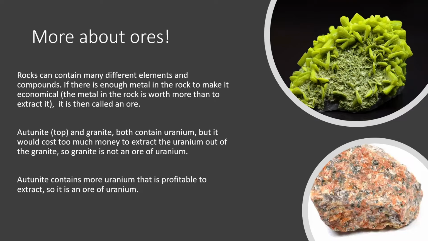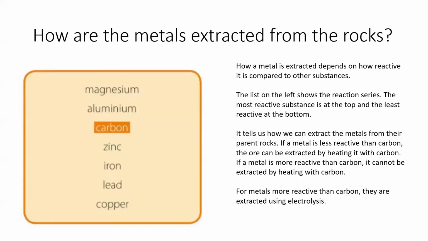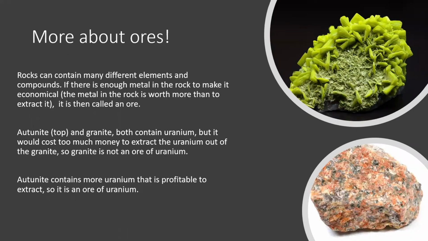Autunite, top, and granite, the bottom picture, both contain uranium. It would cost too much money to extract the uranium out of the granite, so granite is not an ore of uranium. But autunite, the top one, contains more uranium than is profitable to extract, so it is an ore of uranium. Sorry, they both contain uranium, not aluminium. So granite is not an ore of uranium, but autunite is an ore of uranium.